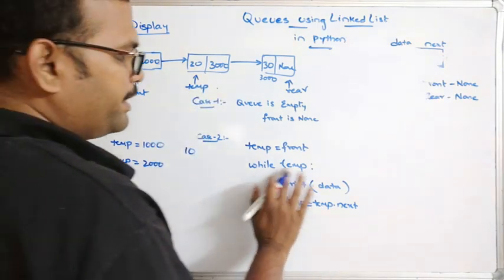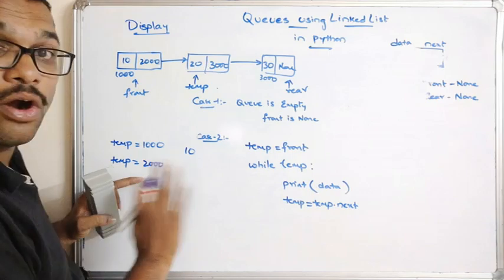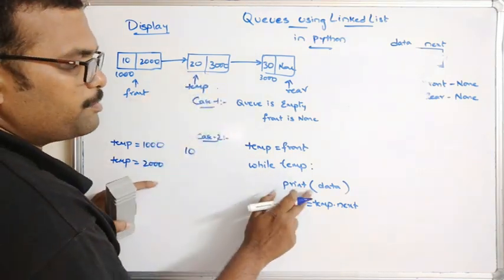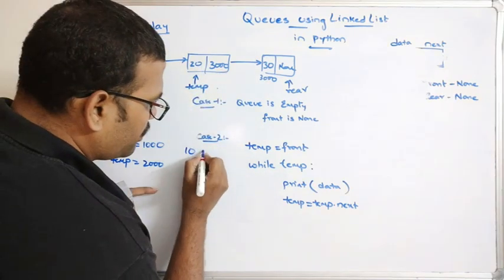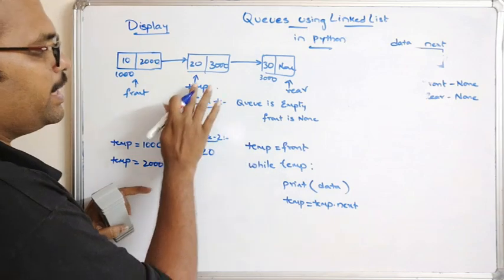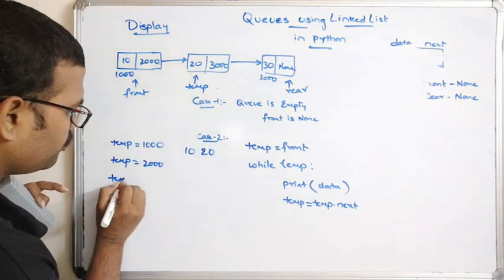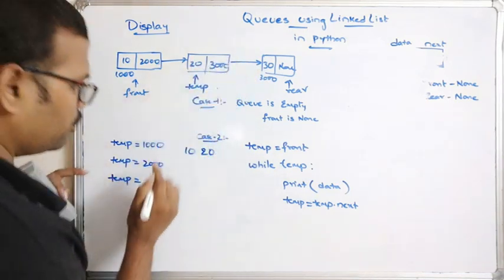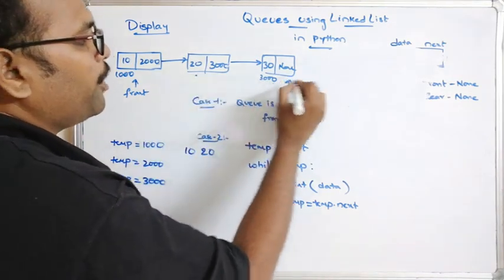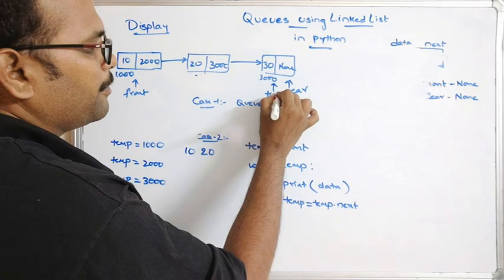Now again, while temp, so temp is nothing but 2000, it's not None, so it is true, right? So what does it display? It displays the data 20, and temp is equal to temp.next. So here temp is equal to temp.next means 3000. So obviously the temp will be pointing here.